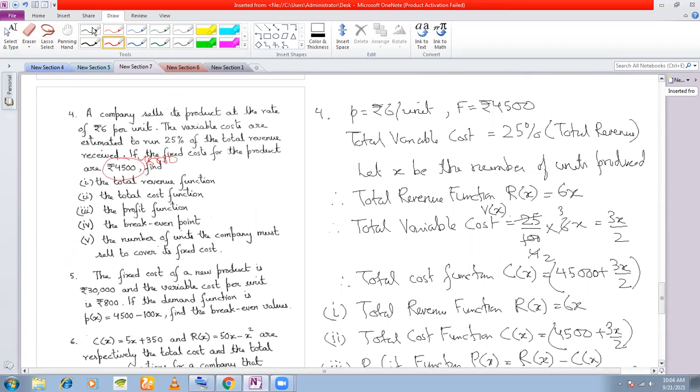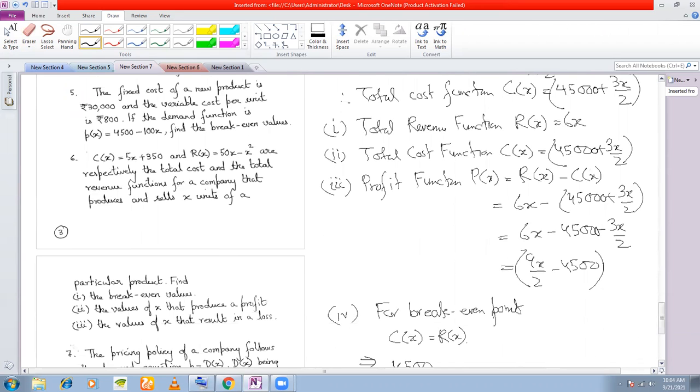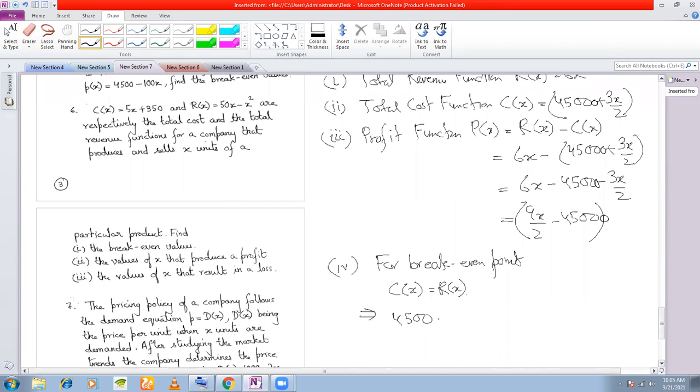Let's change this here. This is 45,000, and this is 45,000. So the total cost function is 45,000 plus 3x by 2, is equal to the total revenue function, which is 6x.